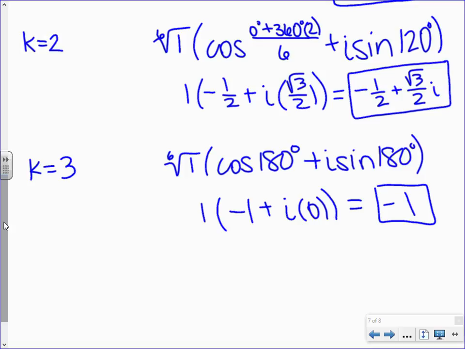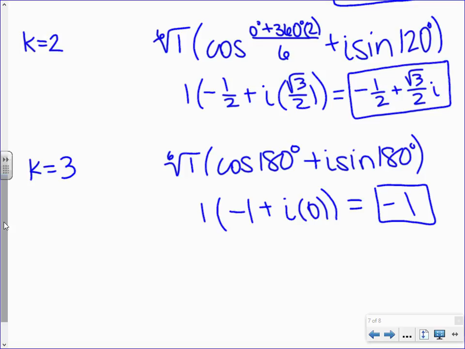Will the angles always be ones that will help in the unit circle? They will not always be unit circle values. If they are unit circle values, I want exact. But if they're not unit circle angles, then I want you to use your calculator, and that's fine. Okay.